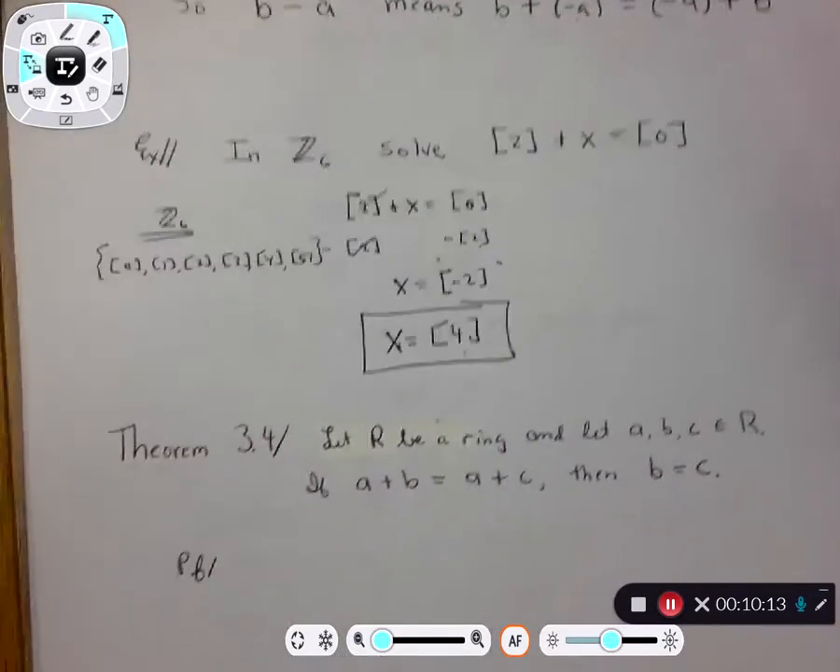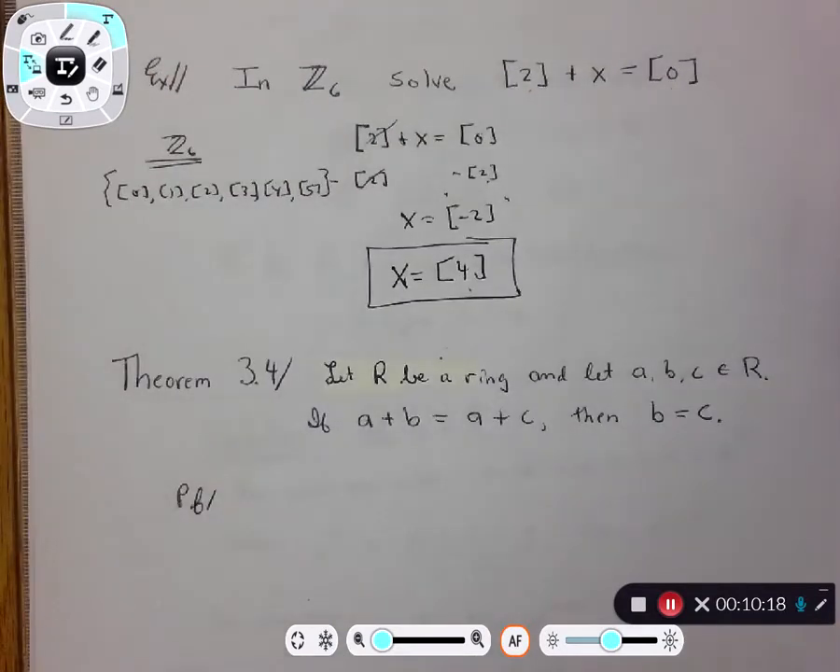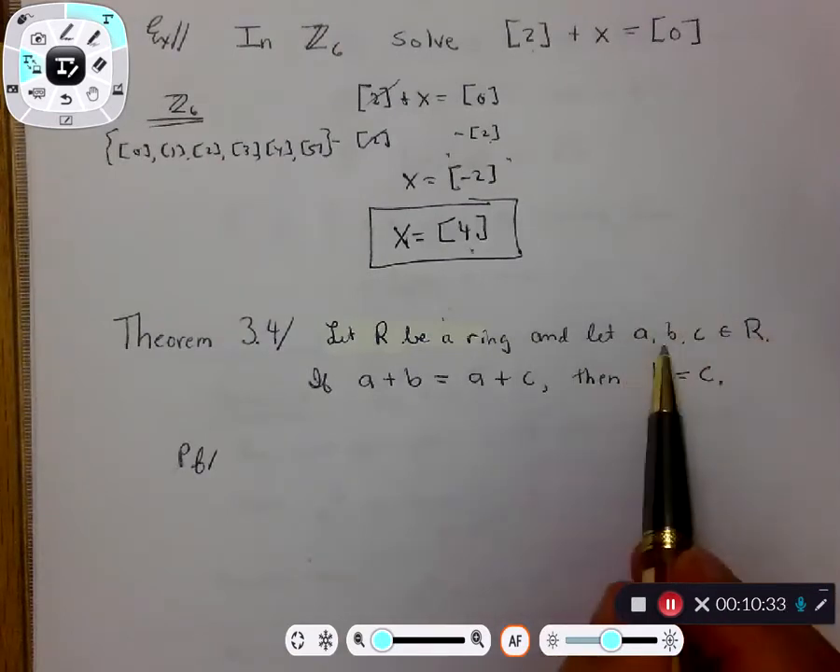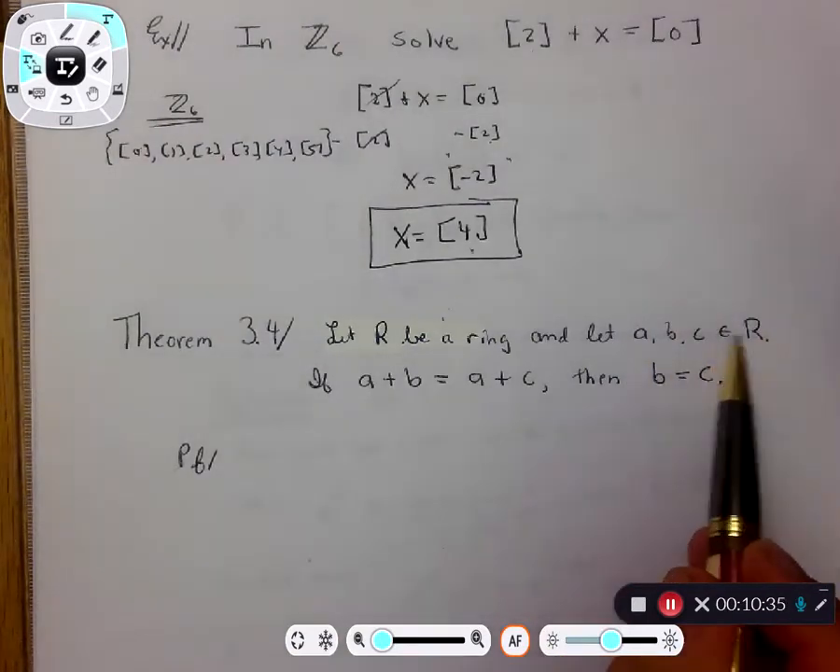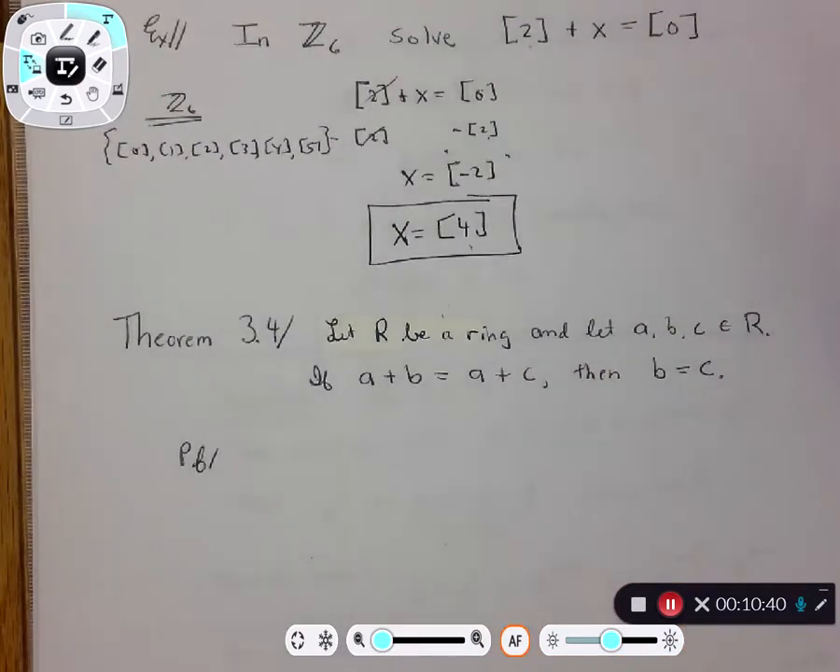Now, with that being said, we have our next theorem, and that is theorem 3.4. And 3.4 tells you this. Let R be a ring, and let A, B, and C be elements of R. And remember, in the ring structure, we're going to allow you to write this kind of stuff up. This little epsilon means elements of R. R is the ring. So A, B, and C are elements of R. If A plus B is equal to A plus C, then B equals C.